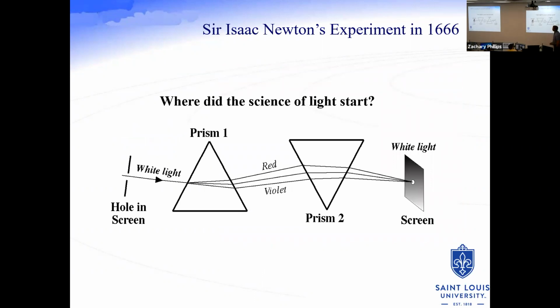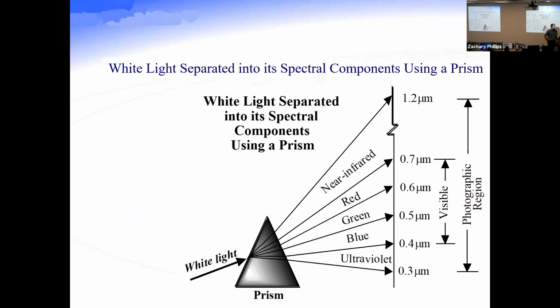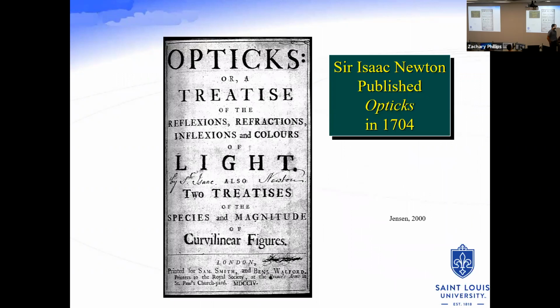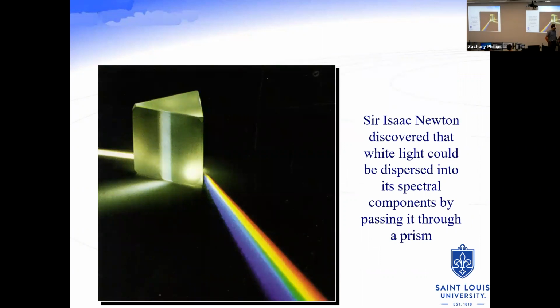So Isaac Newton first started experimenting with light back in the 1600s. He started by splitting white light and then merging it back into white light. And he discovered that the different spectral components of light all correlated to different wavelengths of EMR. He even published a book later on in his career. Lovely image.